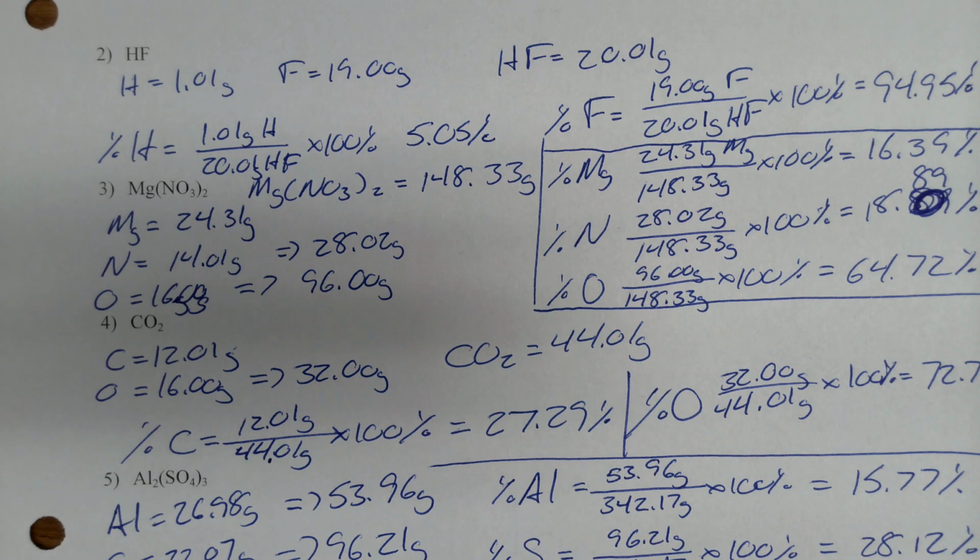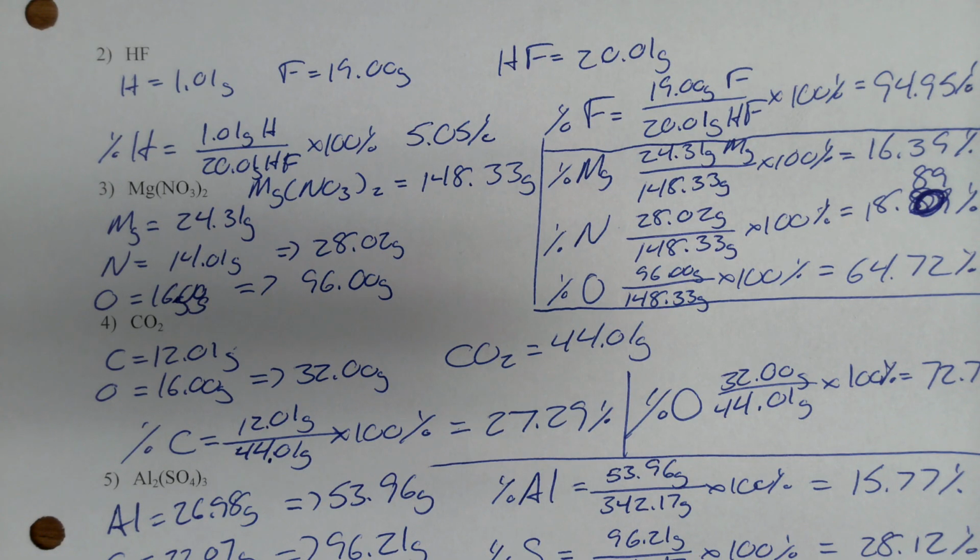I take my molar mass of my hydrogen, divide by the compound, multiply that by 100, I get 5.05% of hydrofluoric acid is my hydrogen. If I look at the fluorine, 19.00 divided by 20.01 times 100%, 94.95%. If we do the math, everything should add up to around 100%. It gets a little busy there in the middle, I know.